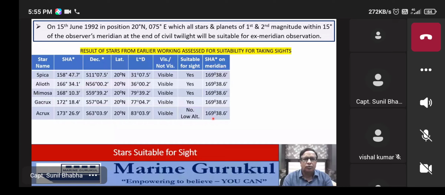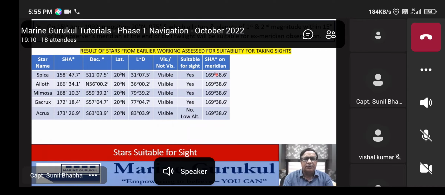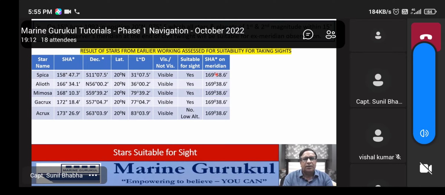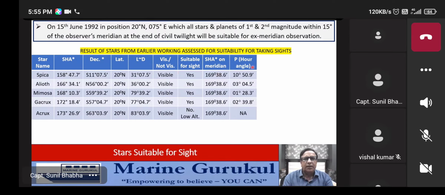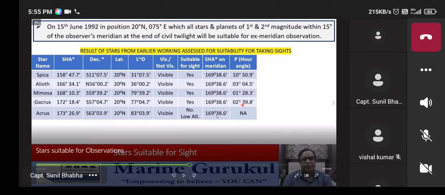The imaginary star on the meridian would have so much SHA. The SHA of the respective star is as tabulated here. The difference between these two for the respective stars gives us the R angle P. So this R angle P for Spica is the difference between 169 degrees 38.6 minutes and 158 degrees 47.7 minutes. Likewise, we have the R angle for all the stars.